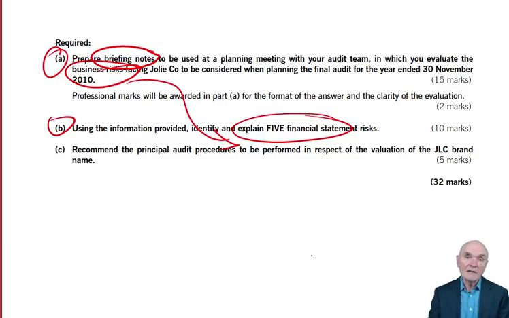So, I would say new computer system, the business risk is that it doesn't work properly. We lose control of inventory and sales. And if the internet site doesn't work properly, then we may be damaging our relationship with shareholders. And that explains it perfectly well.